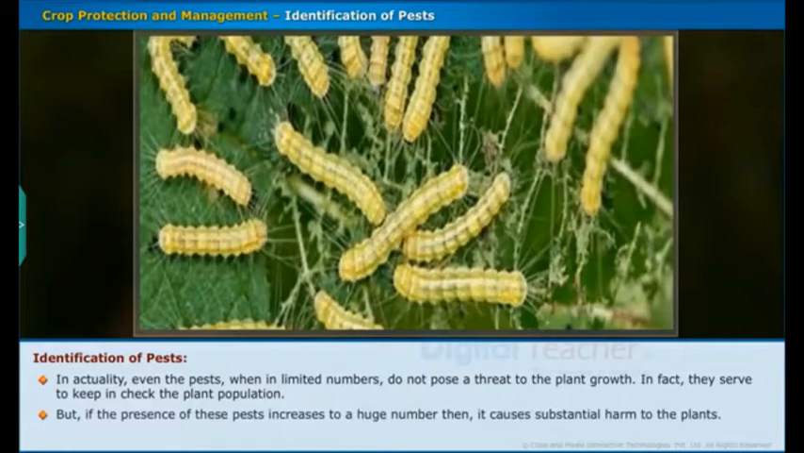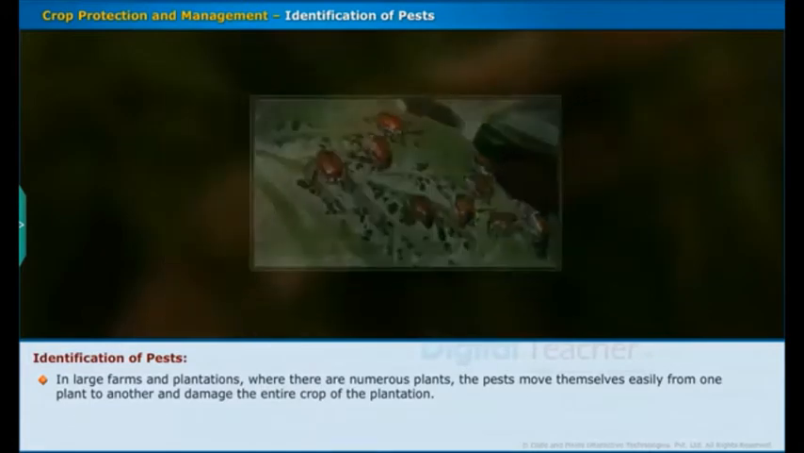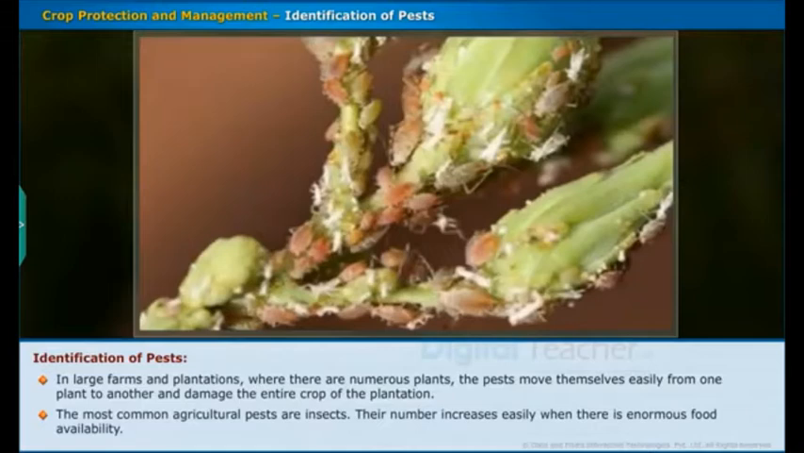But if the presence of these pests increases to a huge number, then it causes substantial harm to the plants. In large farms and plantations where there are numerous plants, the pests move themselves easily from one plant to another and damage the entire crop of the plantation. The most common agricultural pests are insects. Their number increases easily when there is enormous food availability.